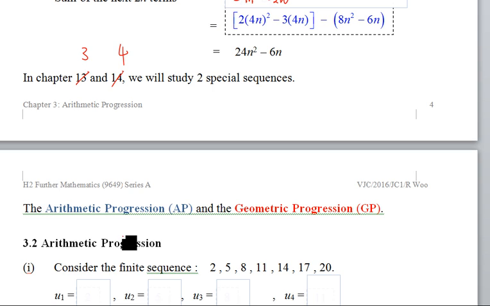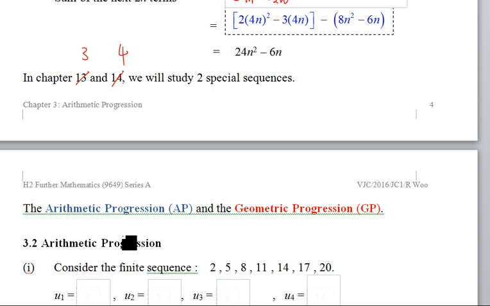Another example of an AP can also be this, huh? 10, 8, 6, 4, 2, 0, minus 2. Also can. Right? You can add, you can minus. Similarly, this one can times 2, can also multiply by minus half. As long as you multiply by the same number. So that is the overview of chapter 3 and 4. Can stop already, yeah. End lesson.